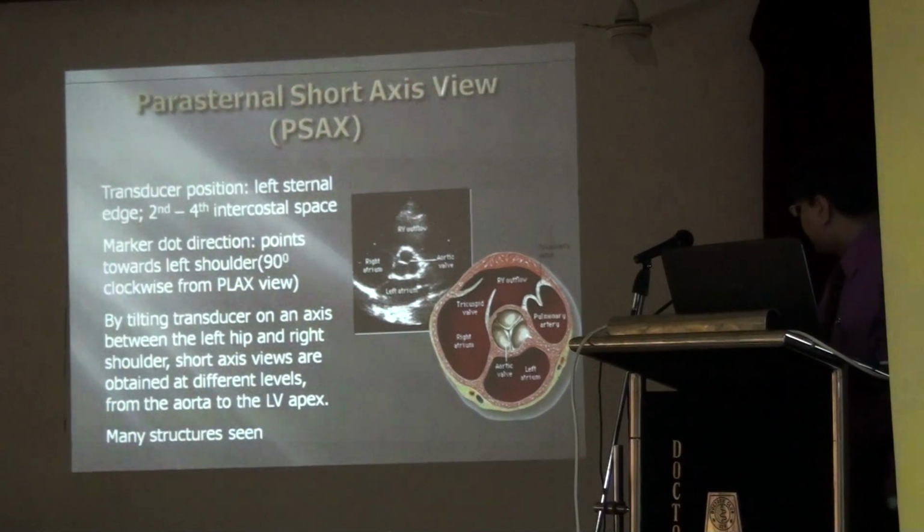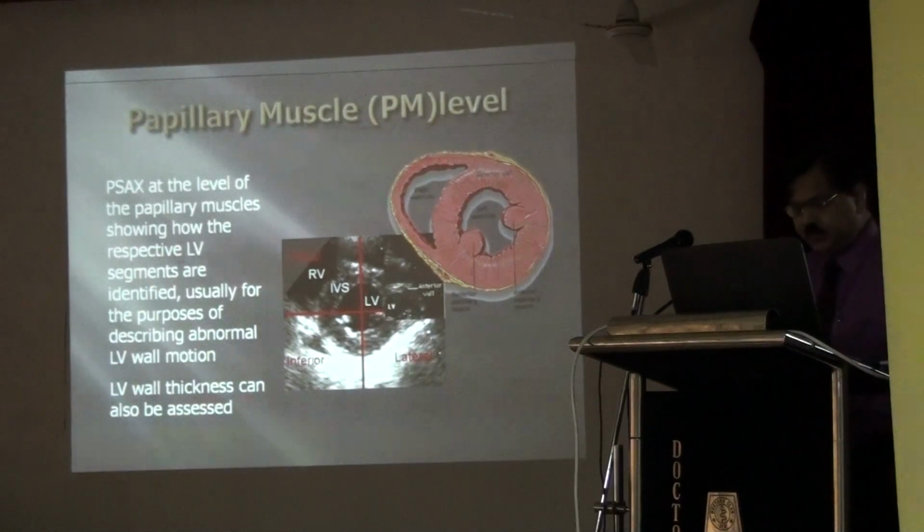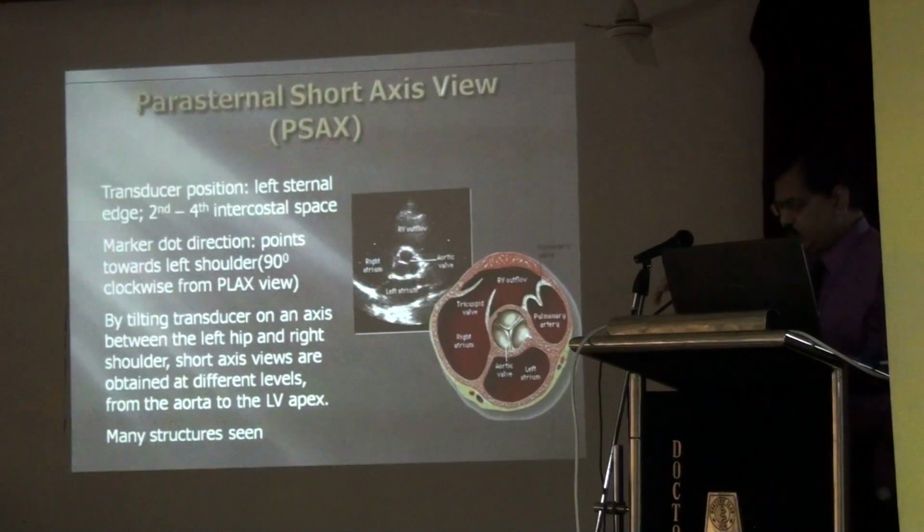We are seeing the aortic valve. If we twist the hand, in the same view, we can see the level of mitral, the level of the aorta, and the level of papillary muscles. These 4-5 views we can see on this.